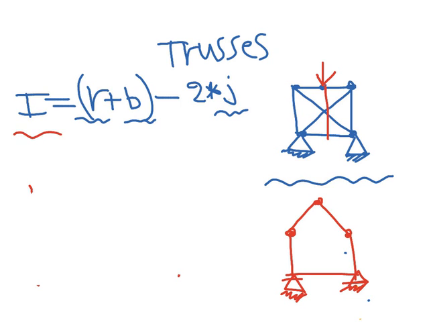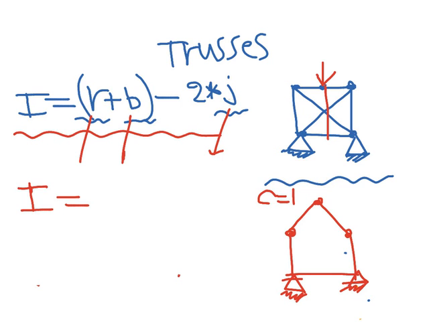Our equation is this: I equals R plus B minus 2J, where R stands for reactions, B stands for members, and J for joints. Let's calculate I for this example. I equals R plus B. How many reactions do we have right now? Okay, we have 3 reactions. Here we go: we have sigma of X, sigma of Y, and sigma of moment. So we have 3 reactions.